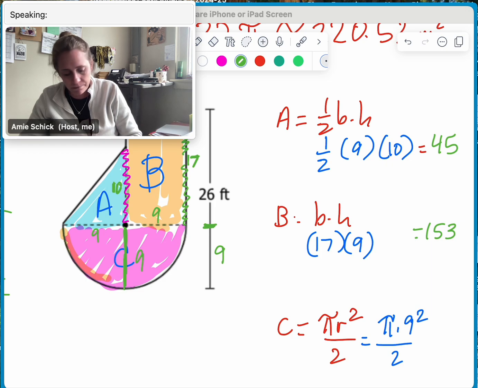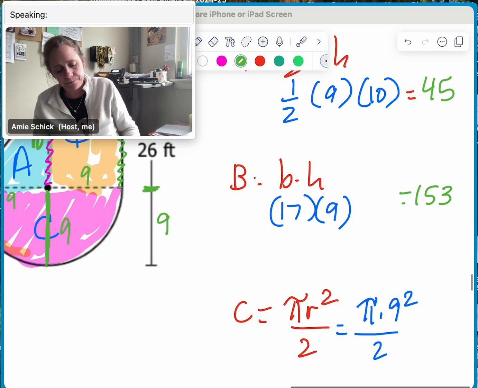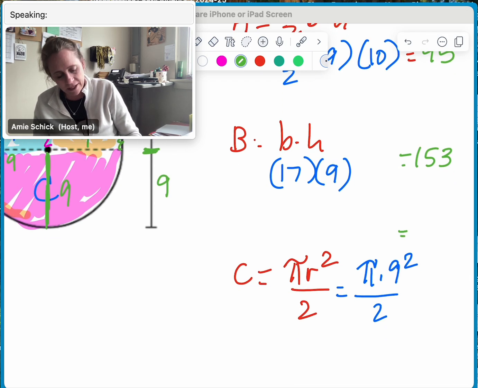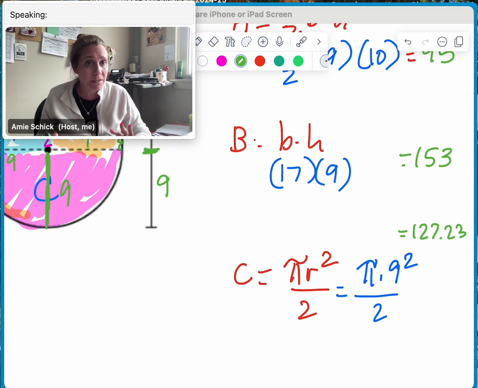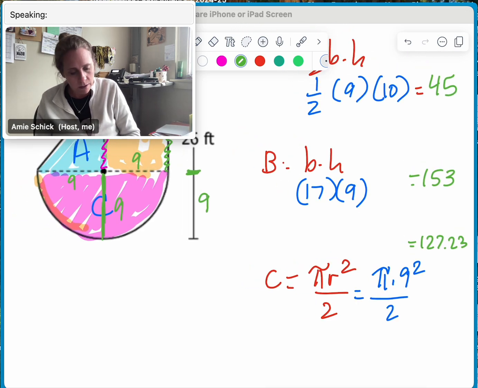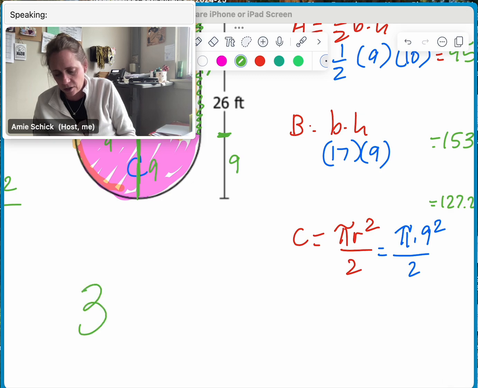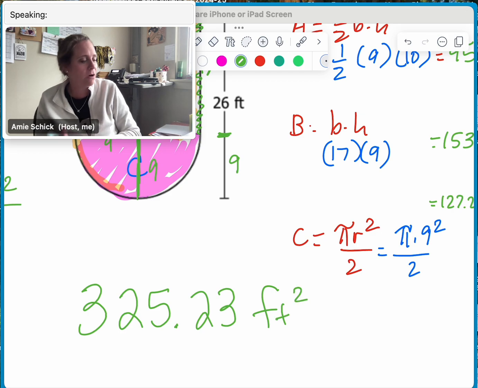And then 81 pi divided by 2. It just went all of a sudden to a decimal because it was going to be a decimal anyway, right? With the dividing 81 by 2. I did take it times pi. Our final answer is the sum of all of those 3 shapes. Adding 153, adding 45. I got a final of 300, maybe just a second, 325.23. It was feet, and those feet are squared.